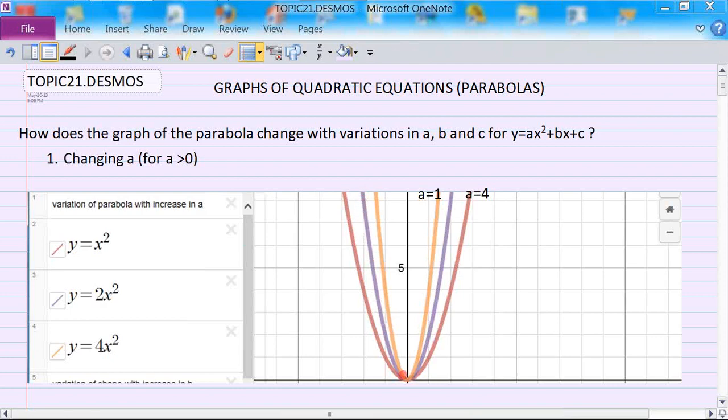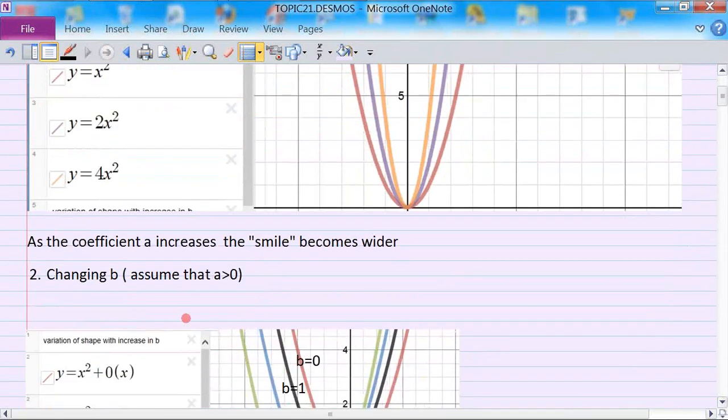That's this one here, the blue-colored one, right in the middle. It comes down here and then comes up here. So what I said here, assuming a is greater than 0, as the coefficient a increases, the smile becomes wider.